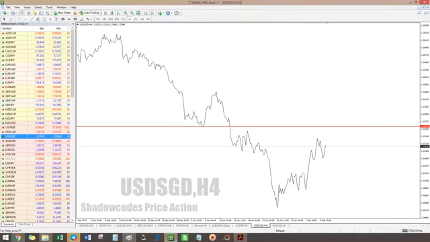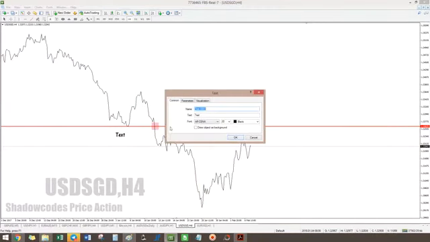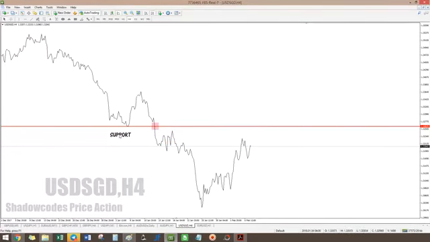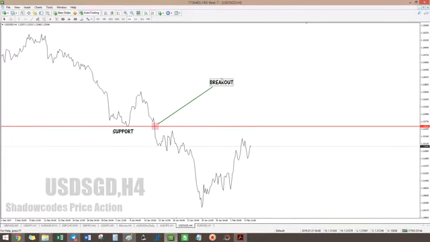Okay, so over here we got support. I just mark this. Is it hit? All right. We have support here. We have a breakout. Now we change to candlestick.